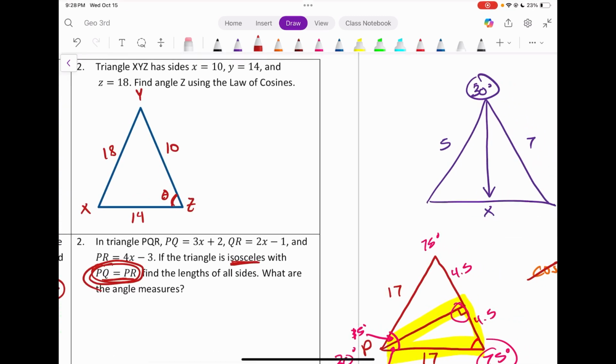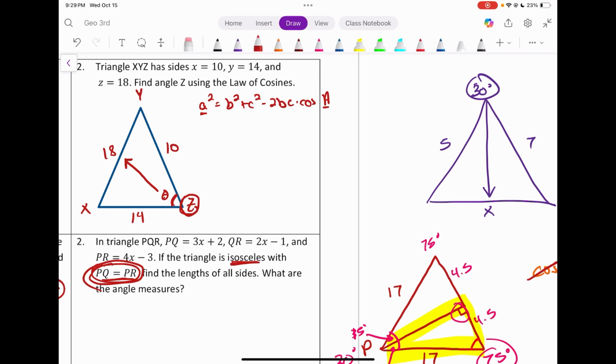Now this one you could try to use law of sines, but it's not going to work. So this would be a law of cosines problem. a squared equals b squared plus c squared minus 2bc times the cosine of A, which is the angle across from small a. So we're going to let this angle right here, since that's the one we're looking for, be our capital A. So therefore the side across from it would be small a.